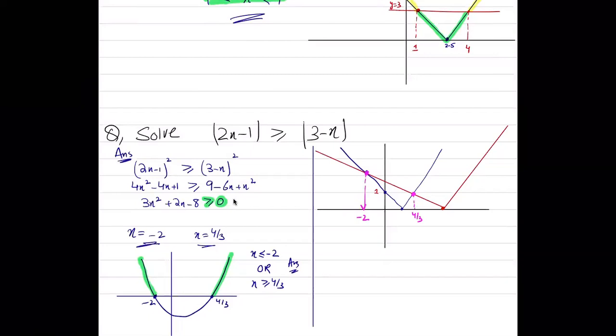So one thing could be that you treat this as an equation. And now if I ask you where is this mod graph greater than or equal to this mod graph, where is the blue line above the red line? Before -2 and after 4 upon 3. That's why the solution to this is x less than or equal to -2 or x greater than or equal to 4 upon 3. Make sense? Yes. Okay, great.